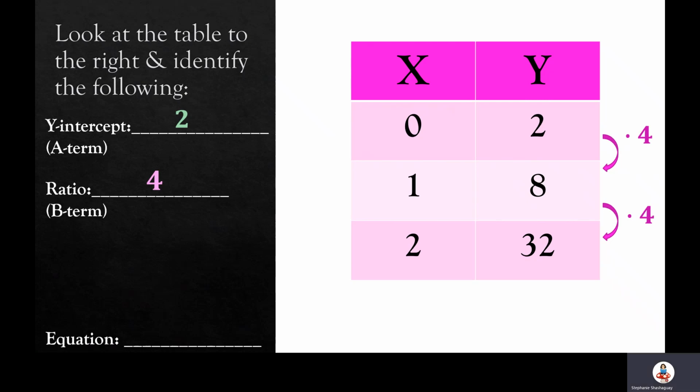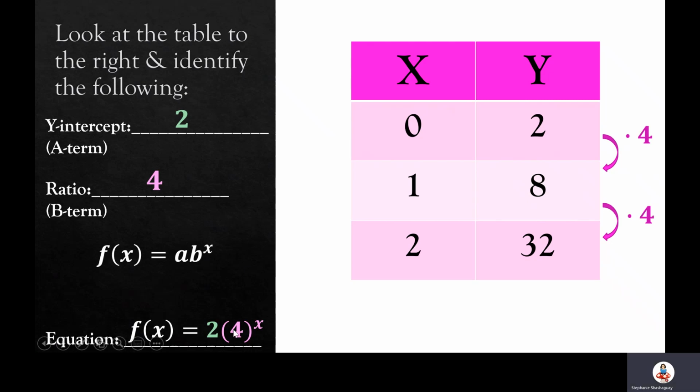Now I need to write an equation. Again, my equation is always going to be in the form of f of x equals a times b to the power of x, where a here is 2 because that's my y-intercept according to this table, and my ratio is 4. So I would have f of x is equal to 2 multiplied by 4 to the x power.